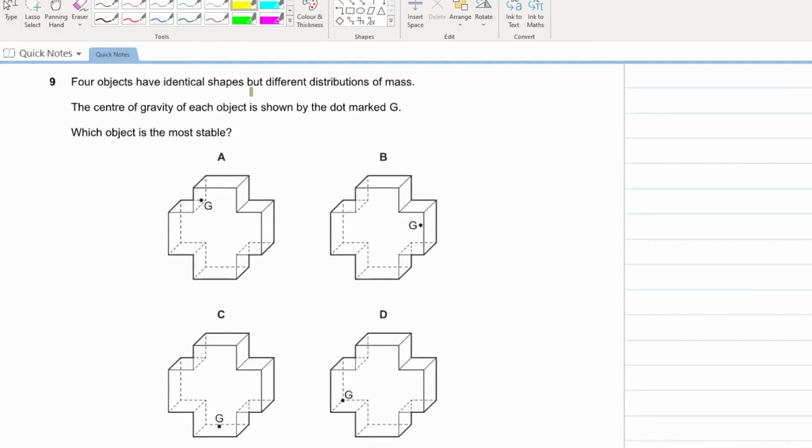Four objects have identical shapes but different distributions of masses. The center of gravity of each object is shown by the dot mark G. Which object is the most stable? For an object to be more stable, what should happen? The center of gravity should be lowest. A cannot be your answer. B cannot be your answer. In C and D, which object has the lowest center of gravity? C. So C is your answer.